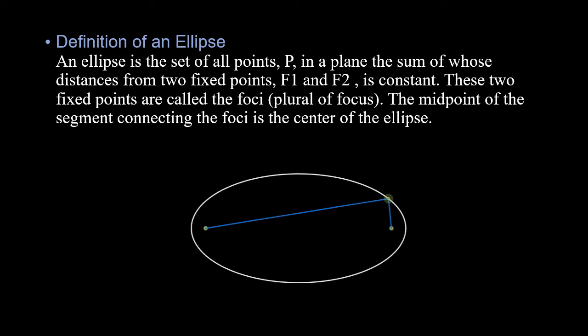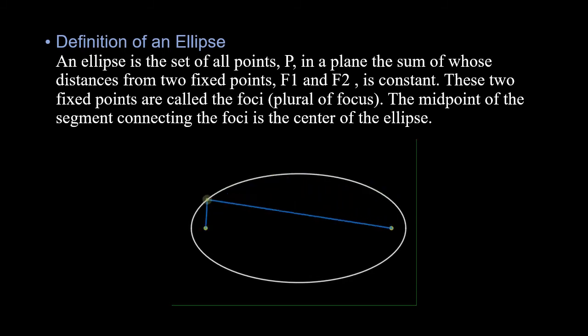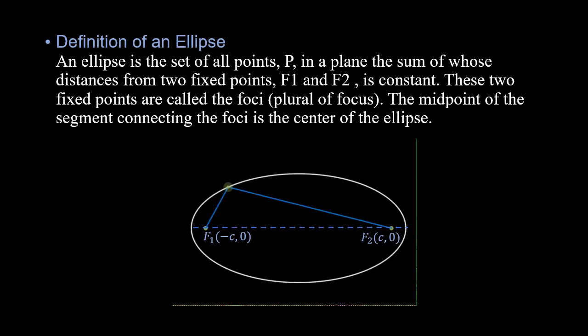So again, let's start by defining what we mean by ellipse. An ellipse is the set of all points in a plane, the sum of whose distances from two fixed points, f1 and f2, is a constant. These two fixed points are called the foci. The midpoint of the segment joining the foci is the center of the ellipse. In our case here, we have the major axis, and then we have the minor axis, and don't forget we have the vertices.